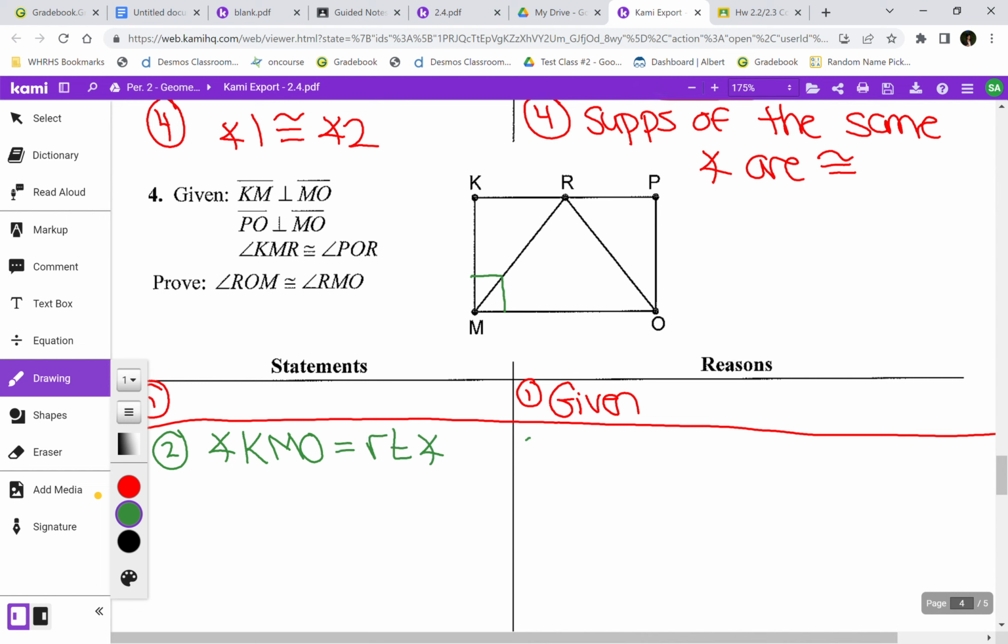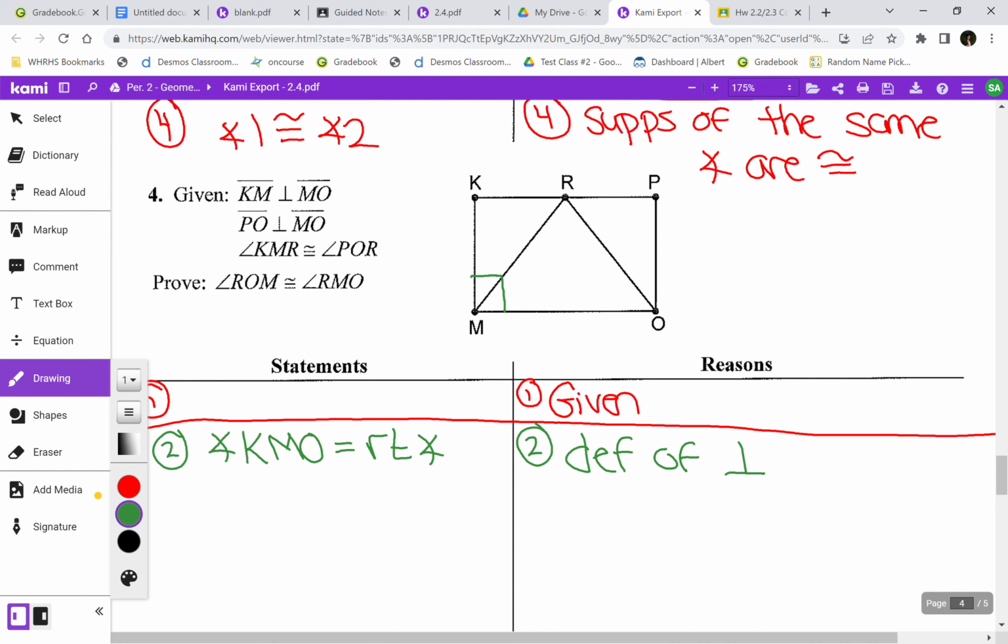What's going to be the reason? Milo? Def of perpendicular. You got it. All right, I'm not going to close up this line yet. Why am I not closing up line number 2? Well, because PO is also perpendicular to MO. Exactly, because PO is also perpendicular to MO.